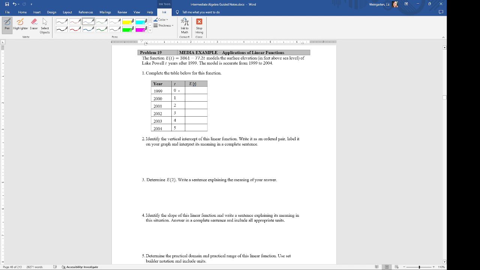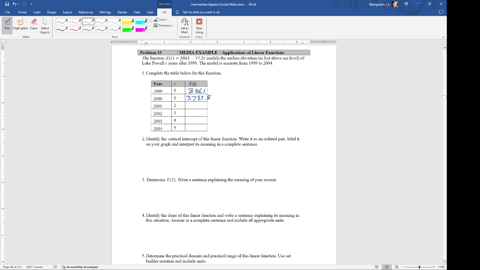So we're going to plug 0 into this function, and we get 3,861 minus 77.2 times 0, or 3861. Next, we're going to plug 1 in. 3,861 minus 77.2 times 1 is 3,783.8.